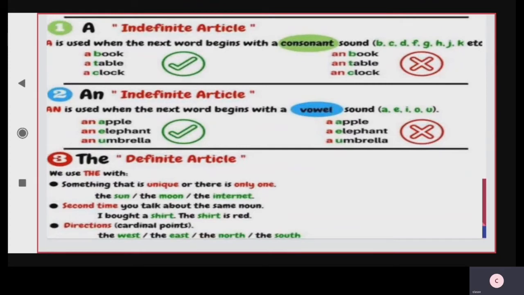Next, we use the before the names of directions or to mention cardinal points, means main or basic points. Example, the west, the east, the north, the south. Children, the is used before the names of famous buildings and structures. For example, the Taj Mahal, the Charminar, etc. The is also used before the names of holy books. For example, the Bible, the Quran, and the Gita, etc.